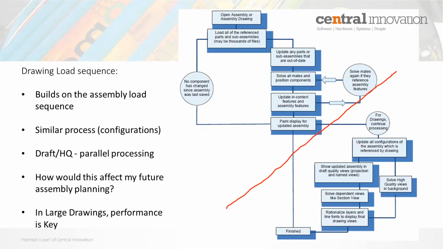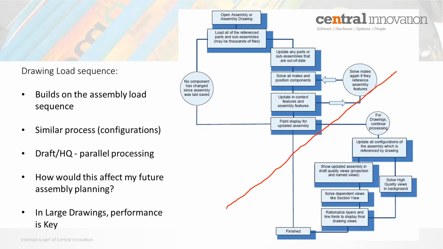And as such, if your large assembly is not performing, your large assembly drawing will also suffer in terms of performance as well. And subsequently, anything that we've talked about in parts 1 and 2, best practices that improve the assembly performance, should also improve the drawing of a large assembly as well. The drawing load sequence itself, it's a similar process and can have similarly long wait times, particularly if you're updating. I've made a note there about configurations.